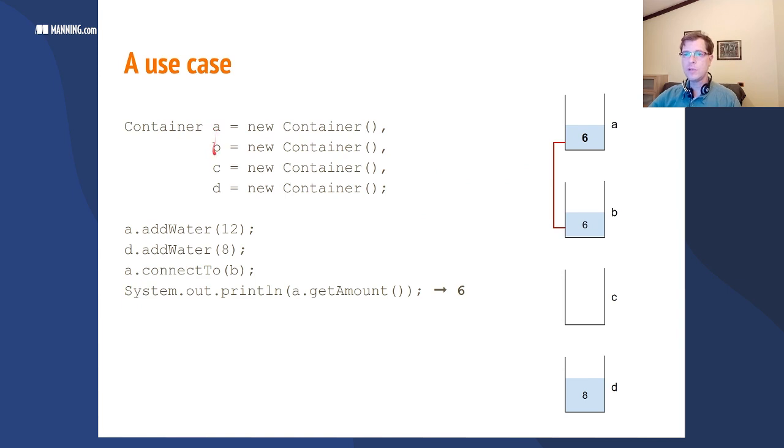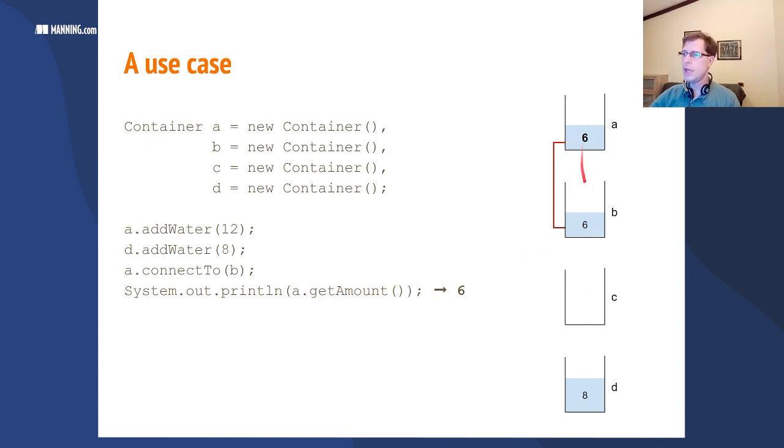So I can build 4 new empty containers, A, B, C, and D. I add 12 liters or gallons, whatever you prefer, of water to the first container A. Then I add 8 units of water to container D. Then I connect the first 2 containers, and then I print the amount of water in the first container. The situation right now is depicted here on the right-hand side.